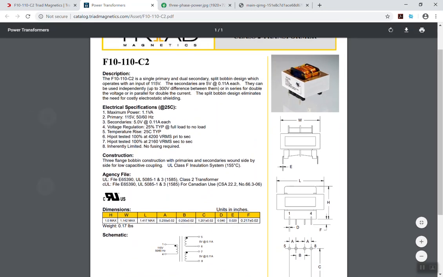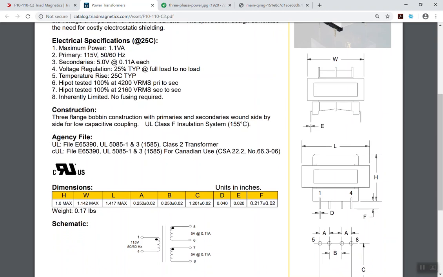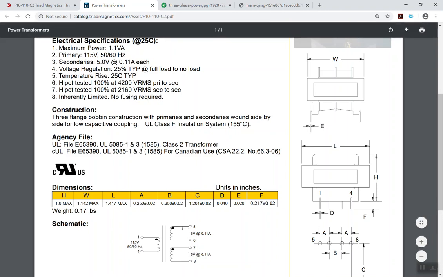But what it does have, for instance, is it gives you the maximum power of 1.1 volt amp. It tells you, okay, what do you put in on the primary side? Well, it's 115 volt at 50 or 60 hertz. And then the secondaries, well, 5 volts, 0.11 amp each. So there's two coils on the secondary side. Now, the reason you can do that is you could connect these in series so that you could get 10 volts. In other words, you could get 115 down to 10 volts. Or you could connect them in parallel and get 115 down to 5 volts, but have it at 0.22 amps. So that's often the reason they do that.